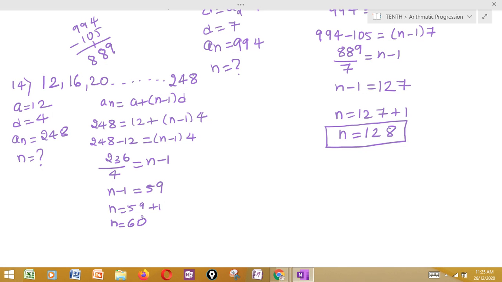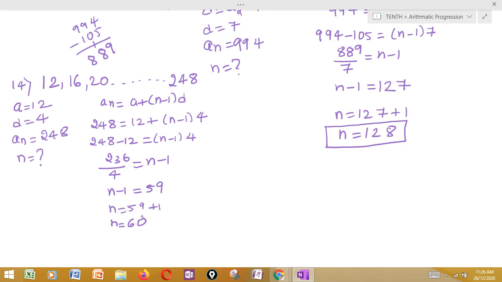Between 10 and 250 means we have to leave that 10. We have to see which number after 10 is divisible by 4. 11 is not, so 12 is. Then 16, 20, you write those. And from the last, 250 is the last number, but you need to take between 10 and 250, so leave 250. Is 249 divisible? No. 248 is the number which is divisible by 4.